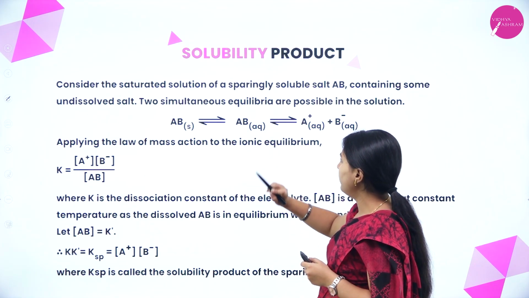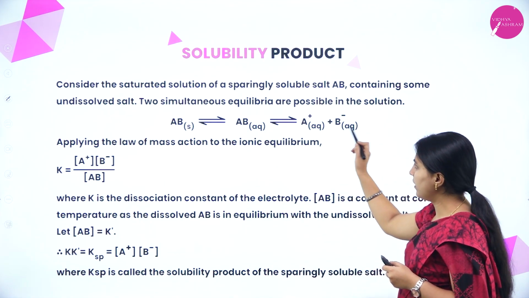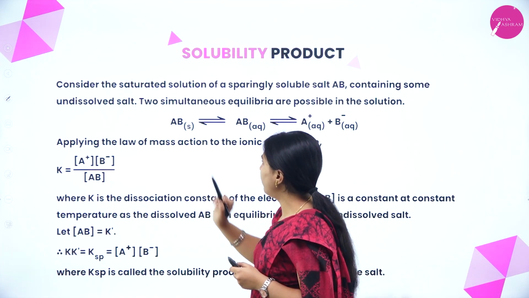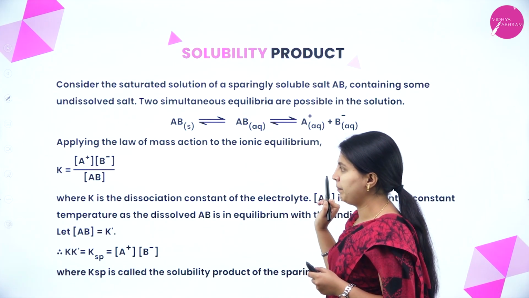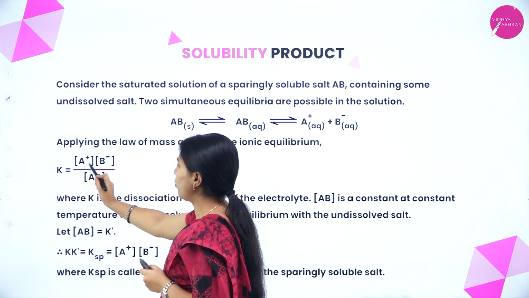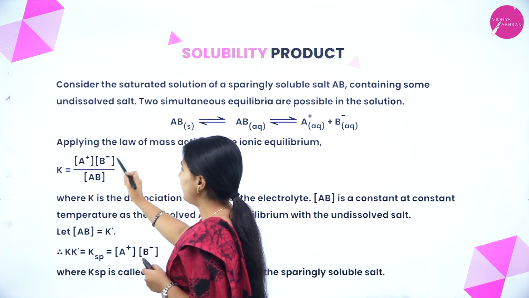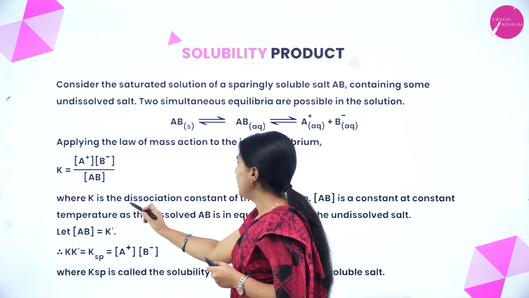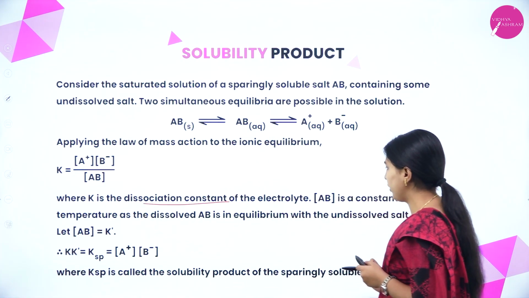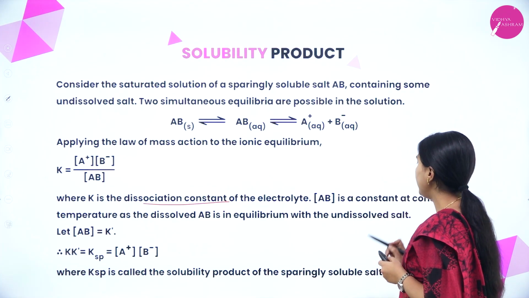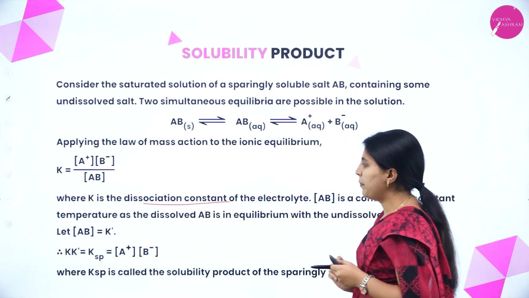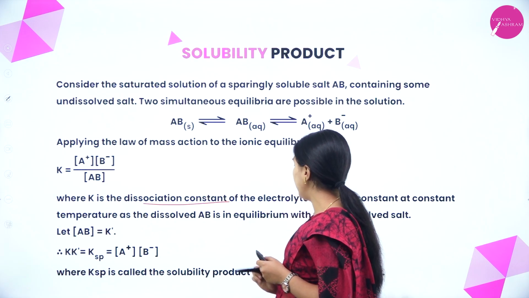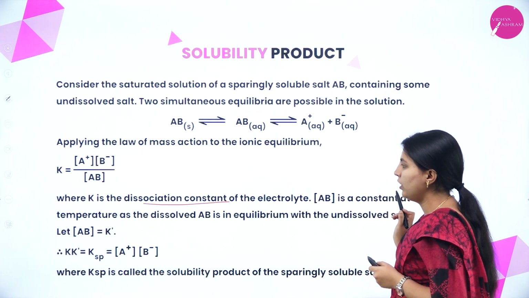AB will form an aqueous solution with A plus and B minus. Applying the law of mass action to the ionic equilibria, the equilibrium constant K equals concentration of products divided by concentration of reactant, where K is the dissociation constant of the electrolyte. The concentration of AB is a constant at constant temperature, as dissolved AB is in equilibrium with the undissolved salt.